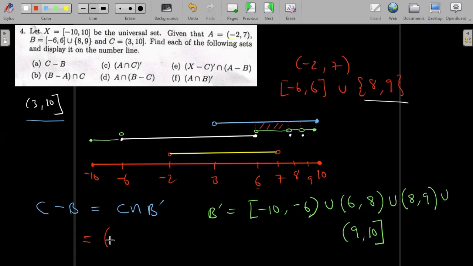To be open, because we see that there's an open interval here, and 6 is not part of the complement, meaning it can't intersect with the 6 that is in the set C. So here it's going to be open like that. Then we see it goes all the way up to 8, and at 8 again, it is open.